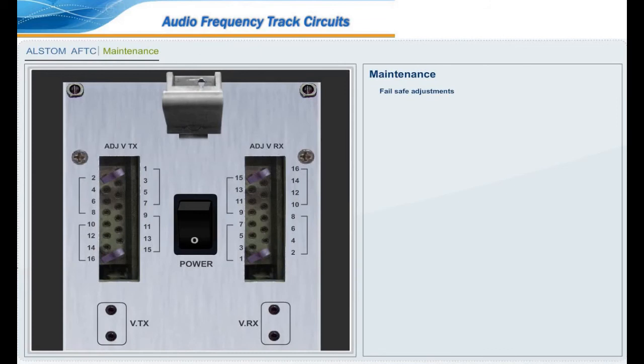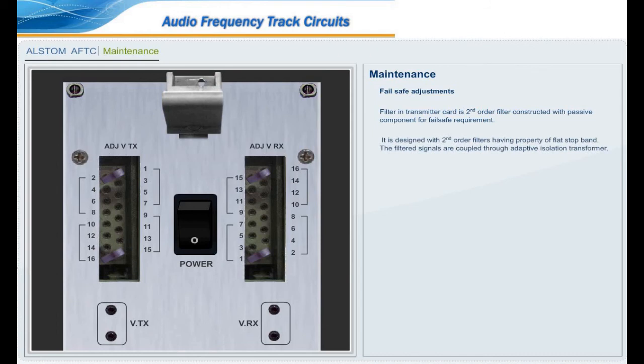Maintenance. Fail-safe adjustments. Filter in transmitter card is a second order filter constructed with passive components for fail-safe requirement. It is designed with second order filters having the property of flat stop band. The filtered signals are coupled through adaptive isolation transformer.